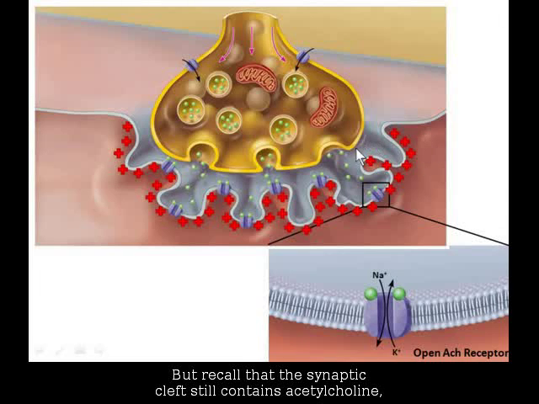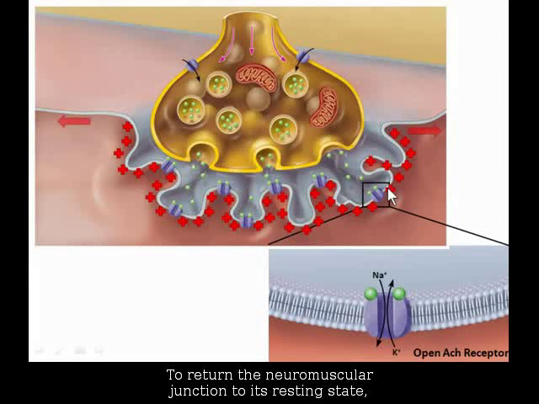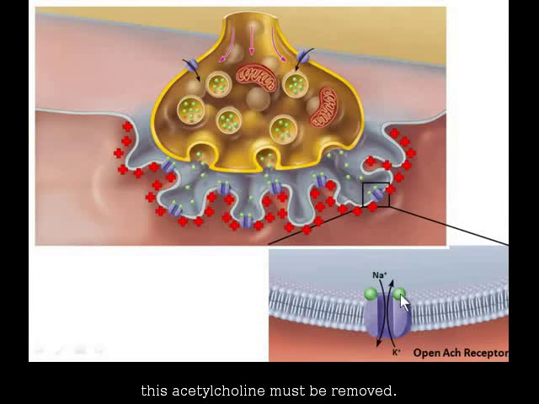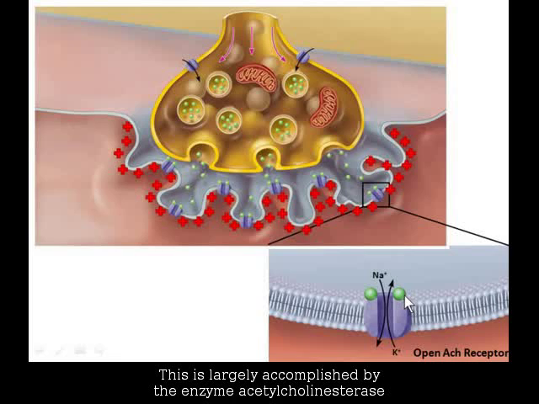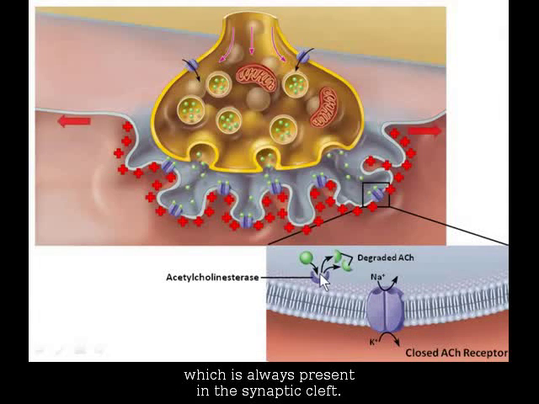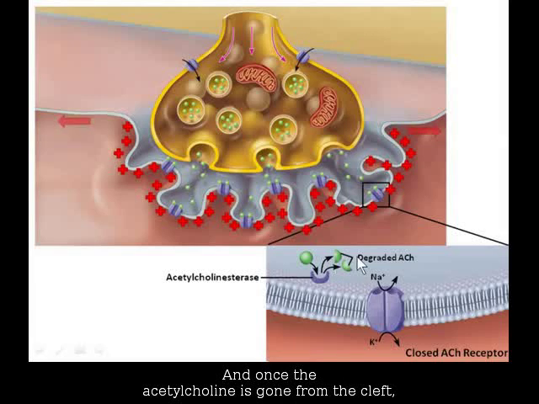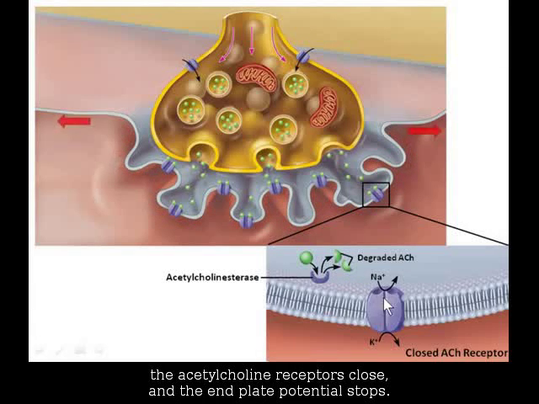But recall that the synaptic cleft still contains acetylcholine, which is still activating acetylcholine receptors. To return the neuromuscular junction to its resting state, this acetylcholine must be removed. This is largely accomplished by the enzyme acetylcholinesterase, which is always present in the synaptic cleft. Acetylcholinesterase breaks down acetylcholine, and once the acetylcholine is gone from the cleft, the acetylcholine receptors close, and the end plate potential stops.